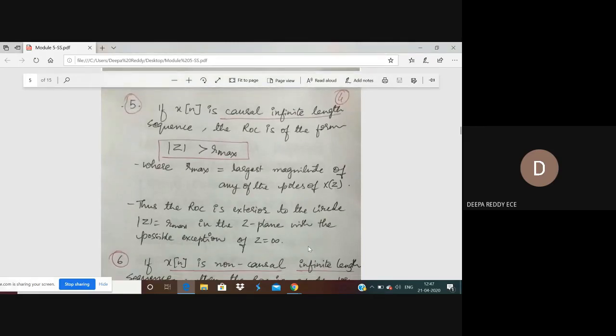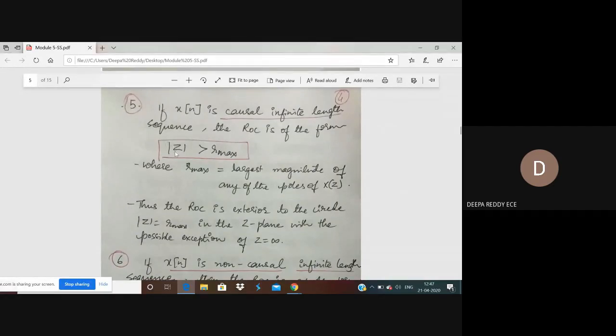But since they can ask you to write a short note on the properties of ROC, you have to mention all these points. So you have to also know how to represent them with clear terms and good expressions. So what will be the ROC for a causal infinite length sequence? What will be the ROC for such a kind of a thing?